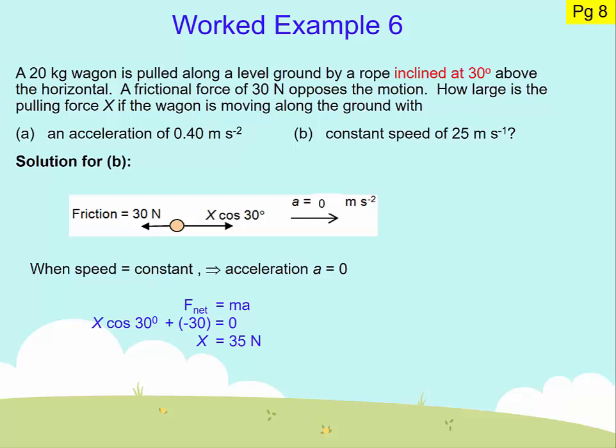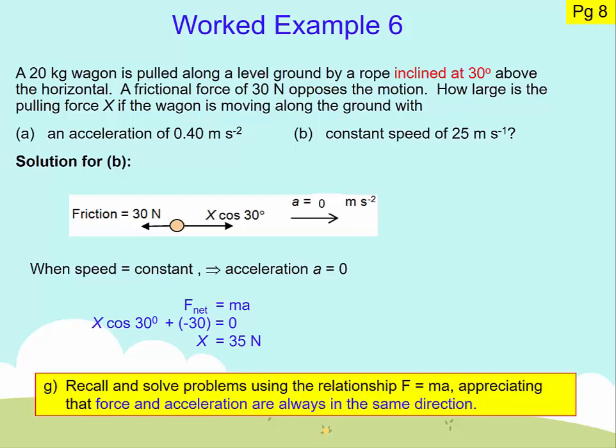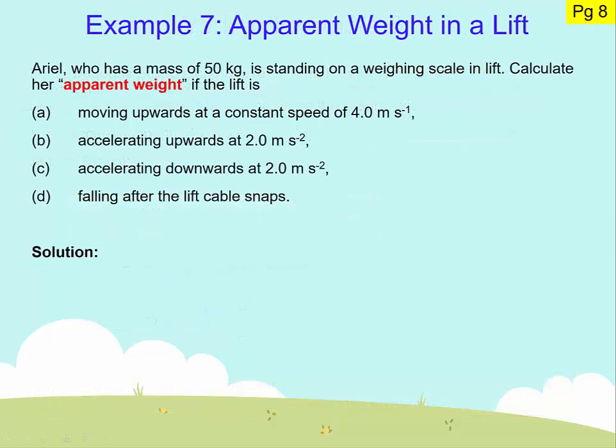Right, so you can see earlier X is 44 Newton when we have an acceleration to the right. Now it is only 35 because it doesn't increase the speed of the wagon. It need not be so big, so it is a smaller value, 35 Newtons. Right, and this is the learning outcome of solving this problem.